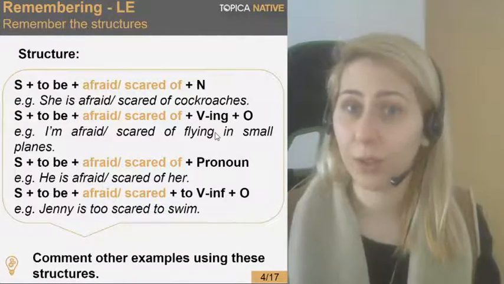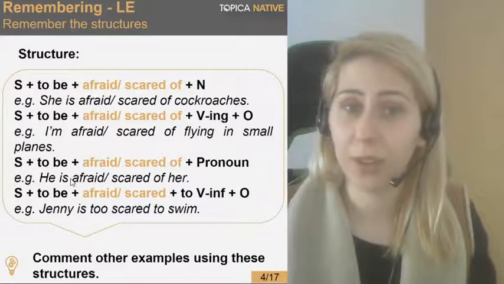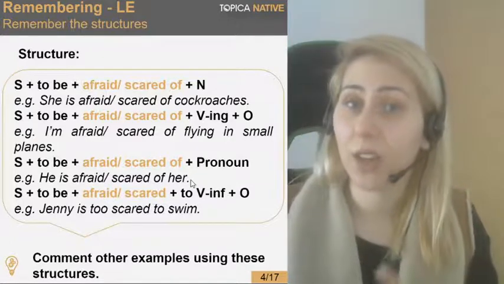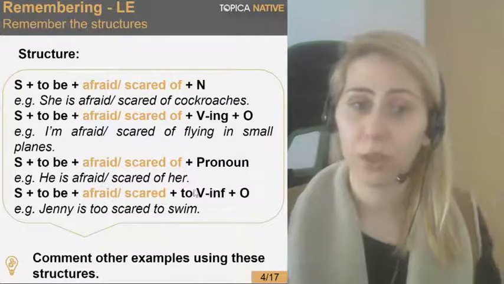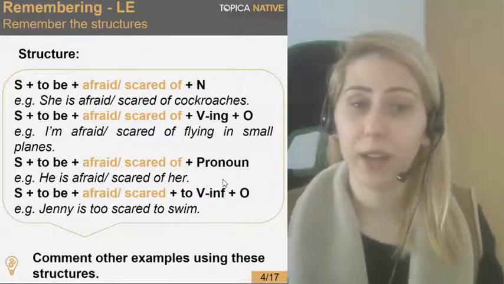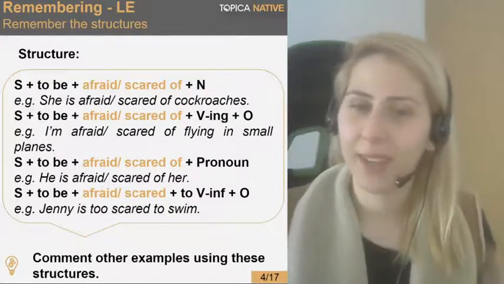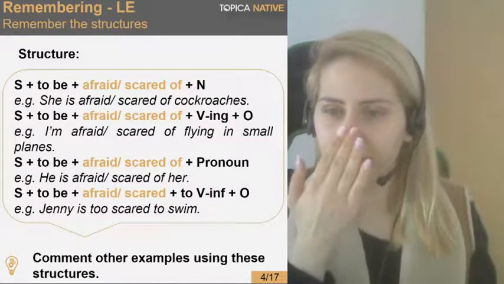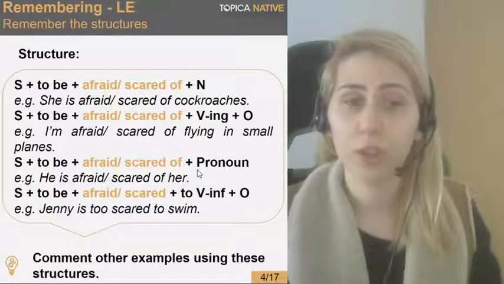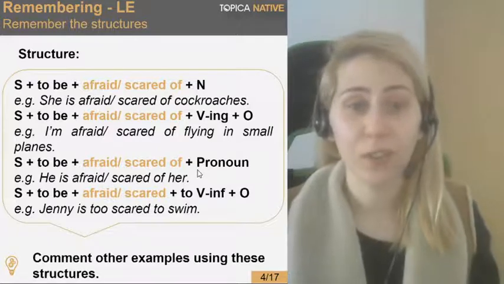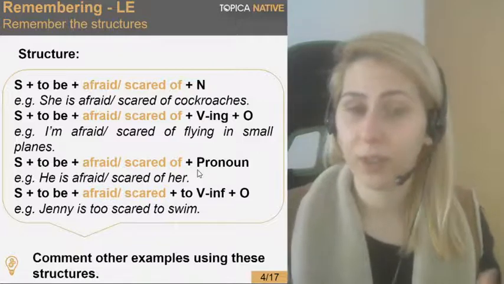And the third way to use this, let's see the difference. The structure stays the same: subject, to be verb, and afraid or scared of. But then we would finish with the pronoun. For this situation, we used her. He is afraid of her. He is afraid of his wife, we had earlier. So he is afraid of her, or she is scared of him, for instance, if we want to use pronouns there.